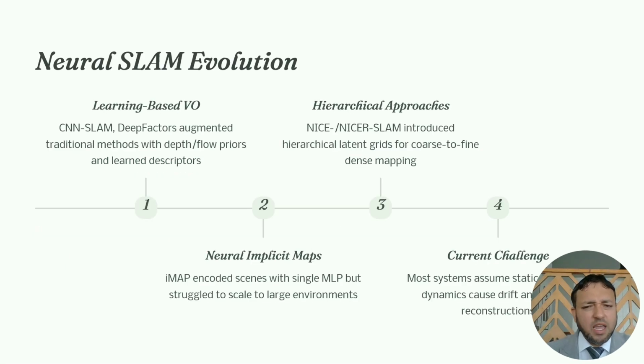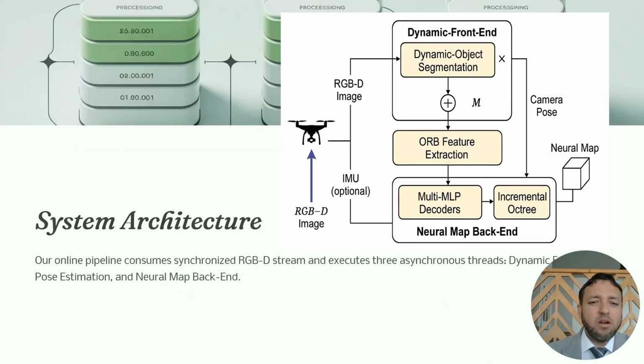Now, we have seen learning-based VO bring depth and flow priors. Neural implicit maps like iMAP encode scenes with MLPs, and hierarchical latent grids like NICE-SLAM improve detail, but most still assume static worlds. Dynamics remain the Achilles heel.